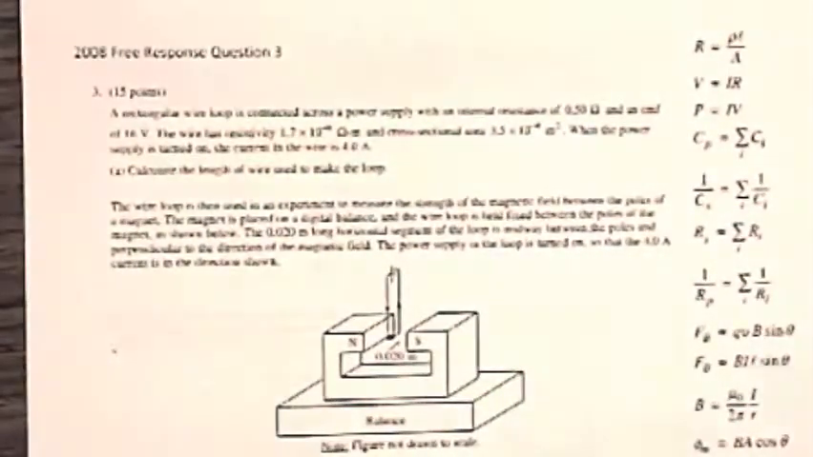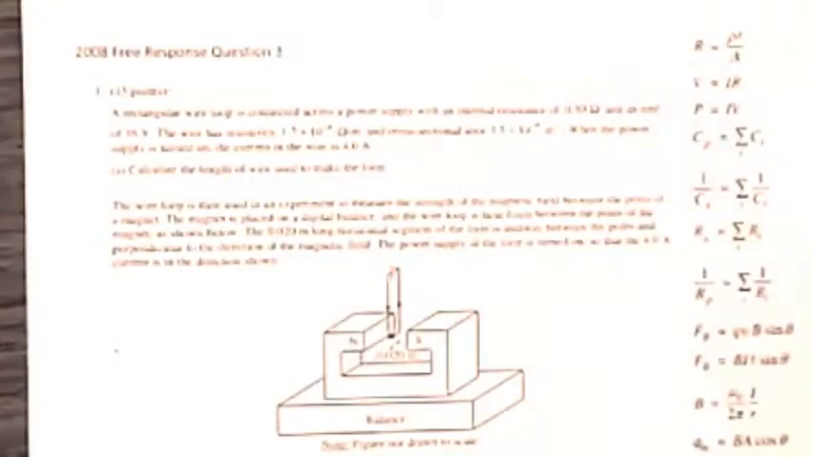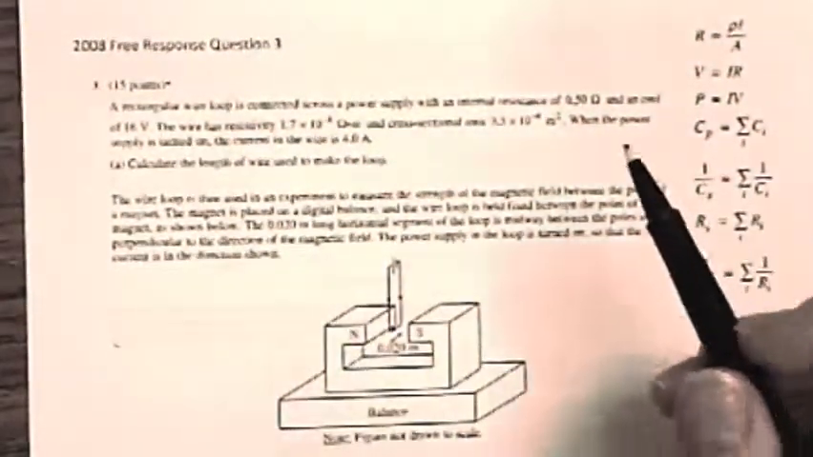Now let's take a look at a magnetism question from the 2008 free response section of the AP exam. This is question 3. It's a 15-point question. Some questions are worth 10 points, some questions are worth 15.